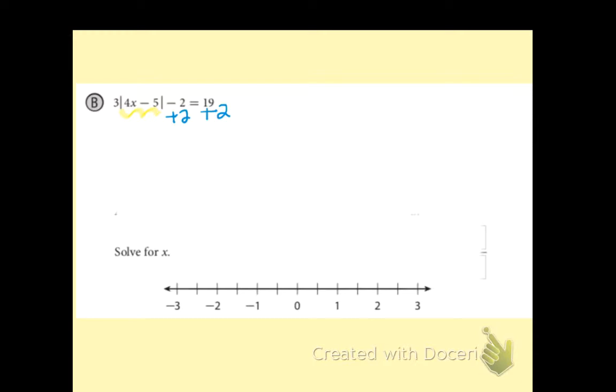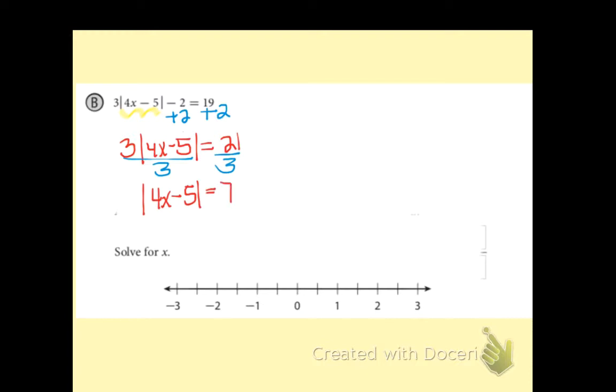on the left-hand side we'd be left with 3 times the absolute value of 4x minus 5. And on the right-hand side, 19 plus 2 is 21. So the next step would be to go ahead and divide that 3 off so we can get the absolute value alone. And that leaves us with the absolute value of 4x minus 5 equals 7.